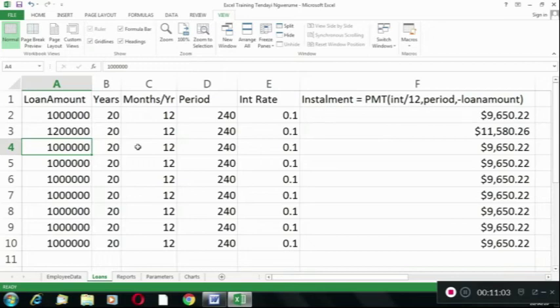So that is the what if analysis I was talking about. You are playing around and seeing, what if I change the loan amount? What if I change the period? You see, so I could decide and say I keep the loan amount the same, but I change the number of years. What if I pay over 15 years? You can see that it increases the installment. So I can keep playing around, right?